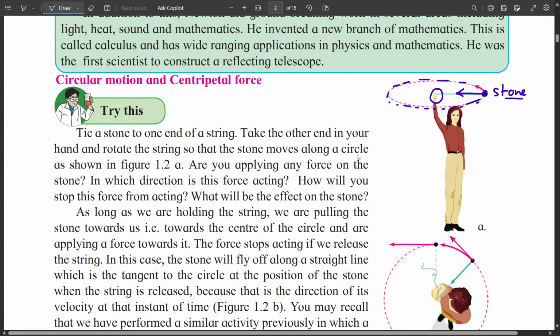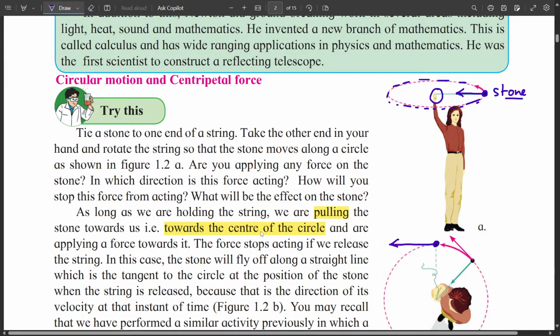And if you see that this force is changing the direction of the stone at every point, as long as we are holding the string, we are pulling the stone towards us. That is, we are pulling the stone towards the center of the circle and are applying a force towards it. The force stops acting if we release the string. What will happen if we release the string or if the string breaks due to the tension? Then the stone will move in a tangential direction.